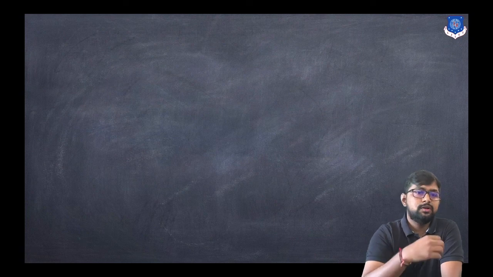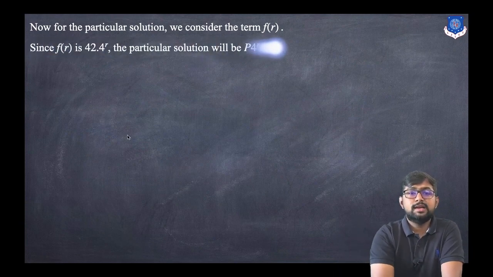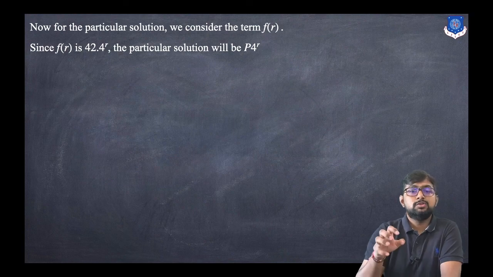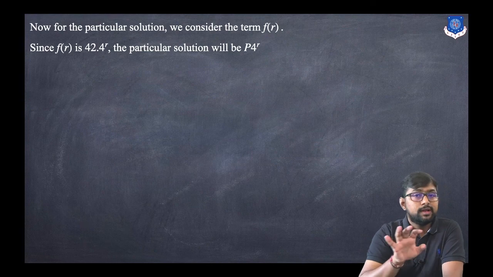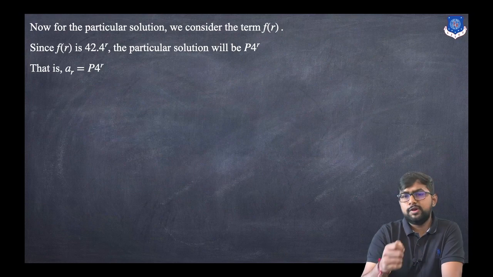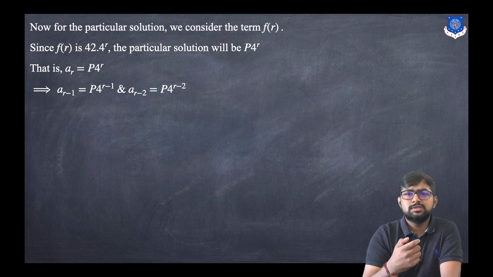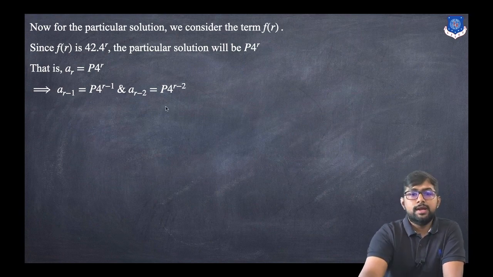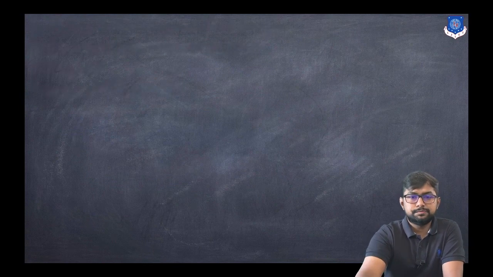Now for the particular solution, consider the right hand side, that is f(r). Here the right hand side is 42 into 4 raised to r. So the solution will be like this, p 4 raised to r, because 4 is not a characteristic root. So a_r will be p 4 raised to r. That means a_(r-1) will be p 4 raised to r minus 1. Just replace r by r minus 1. In the same manner, a_(r-2) will be p 4 raised to r minus 2.